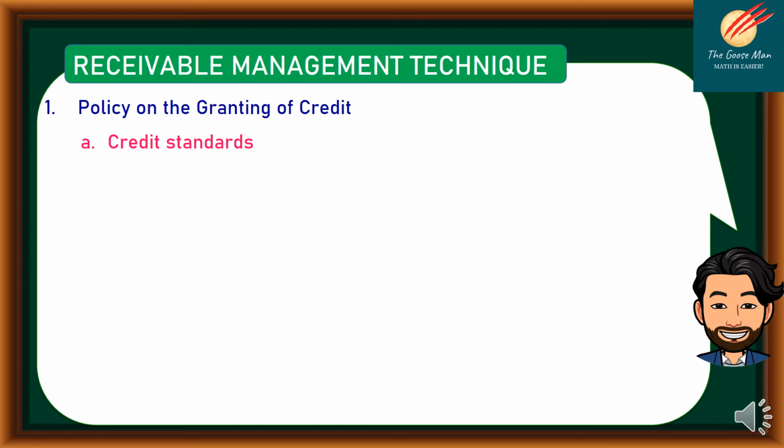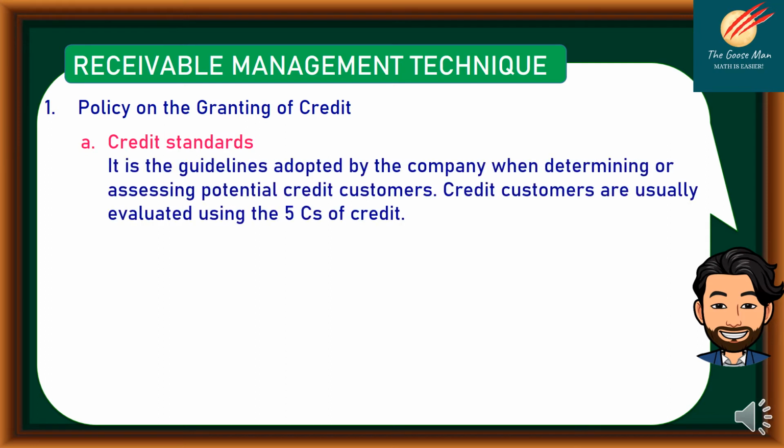Let's take note that the credit standards are the basic criteria or the minimum requirements for extending credit to customers. In providing credit to customers, the business may adopt the following basic credit policies. Again, as we discussed, we have the liberal credit policy and the optimal credit policy. Credit standards are the guidelines adopted by the company when assessing potential credit customers. Credit customers are usually evaluated using the 5 C's of credit.